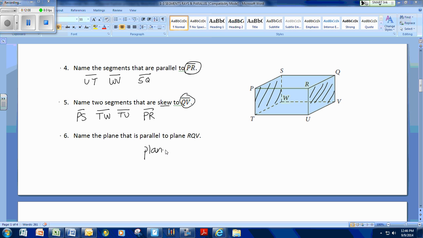So that would be plane, and for instance, we can call this plane PSW. And that concludes the lesson on segments, rays, parallel lines, and planes.